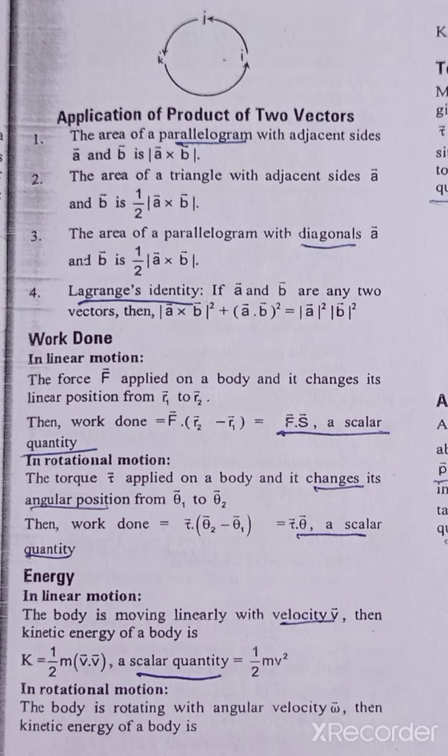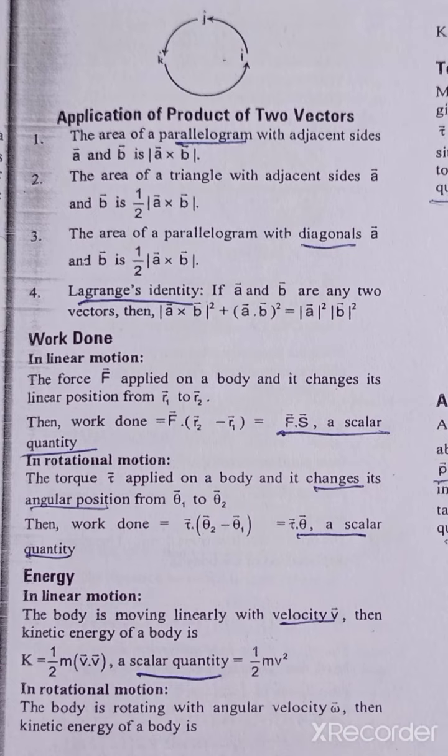The first is how to find the area of a parallelogram. The area of the parallelogram is given by the formula modulus of A vector cross B vector. The area of a triangle is half modulus of A vector cross B vector. The area of a parallelogram with diagonals A and B is half into modulus of A vector cross B vector.